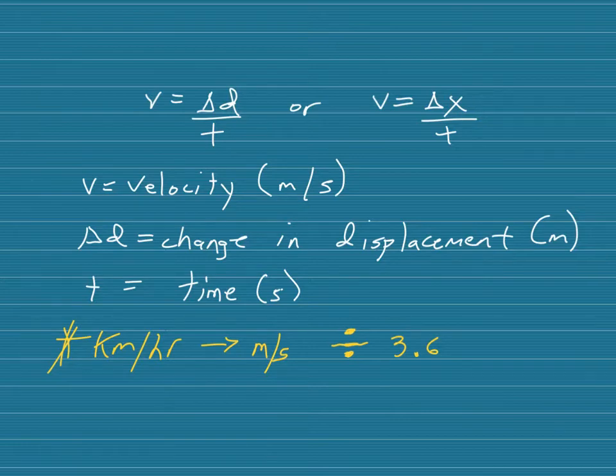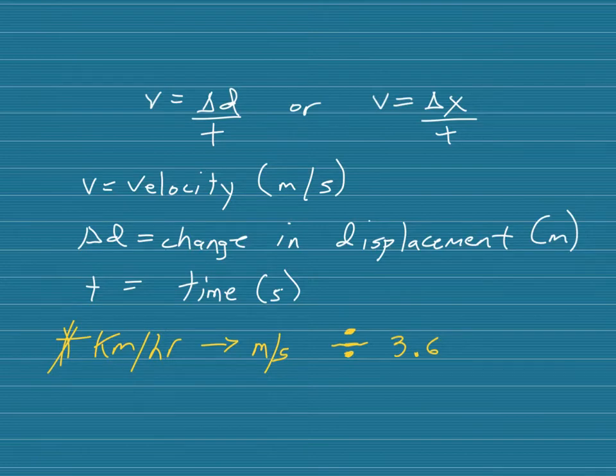So what we're going to be concerned with when working these problems is displacement, not total distance. And the displacement is the change in position, wherever you start to wherever you end up. To solve for average velocity, we need this equation right here, v equals delta d over t, or v equals delta x over t. Now d and x can both be used when we're talking about displacement. It doesn't matter which one you use. I like to use D, but some people use X.